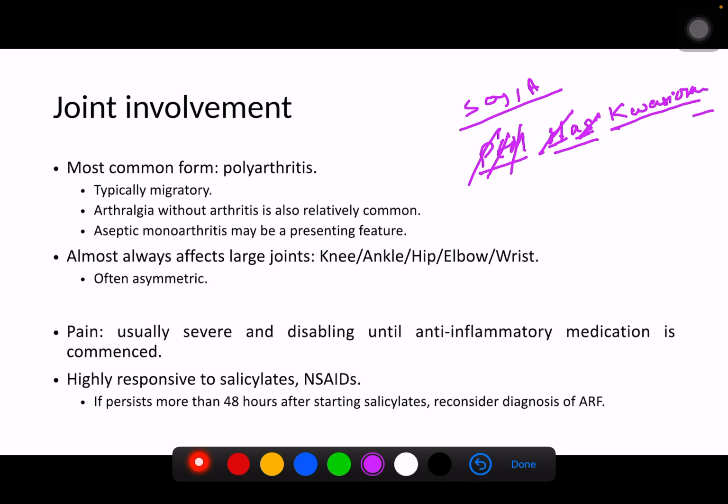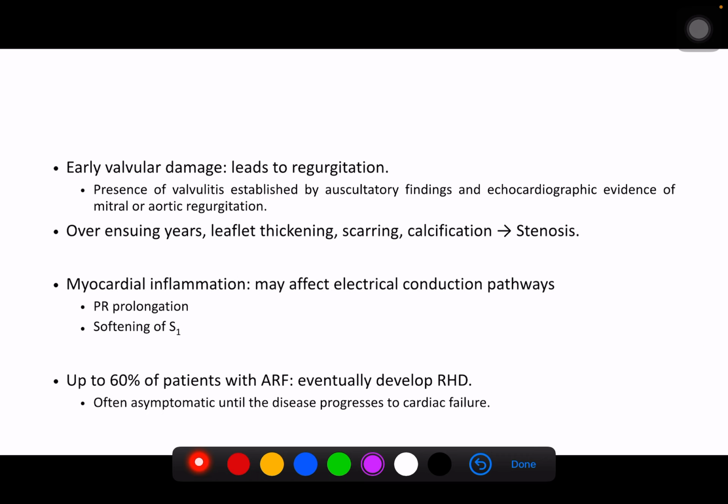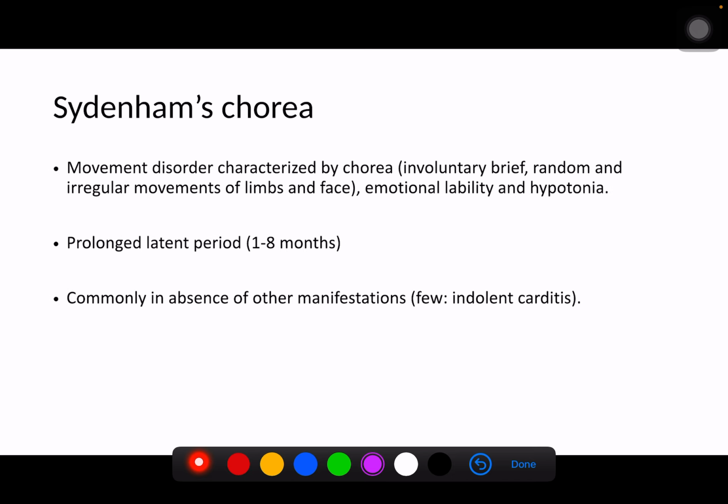Let's take one moment to look into the slide. Okay, great. Thank you. So let's look into Sydenham chorea.